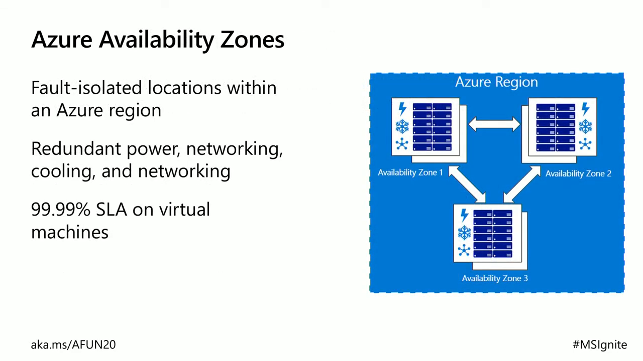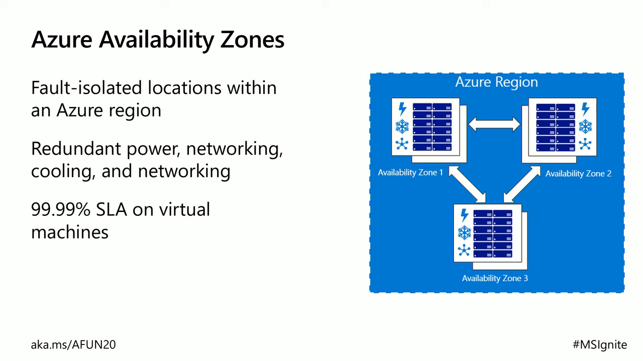One of the other options that we have when it comes to thinking about how you can continue to have resiliency and reliability are something called availability zones. Now, these are not available in all areas, but basically in certain Azure regions, we have what's called availability zones. And these are going to be fault-isolated locations that are within a specific Azure region. And basically, it's almost like a backup data center. So they have redundant power and networking and cooling.